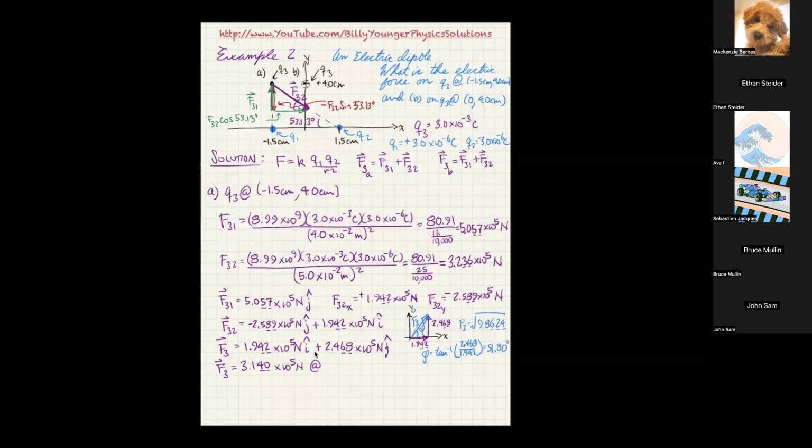So I'm going to say this is at 51.8 degrees. So what I've now computed is the force F3 for part A 2 different ways. I've done it in the IJK notation, and now I've done it in the magnitude and direction method. Anybody have any questions on that?